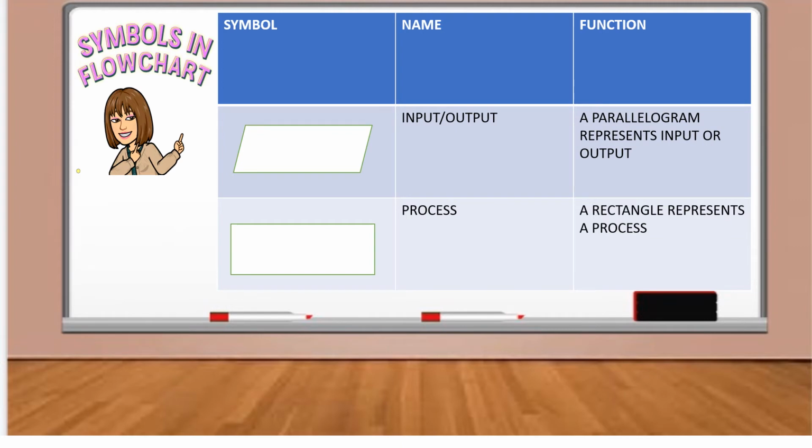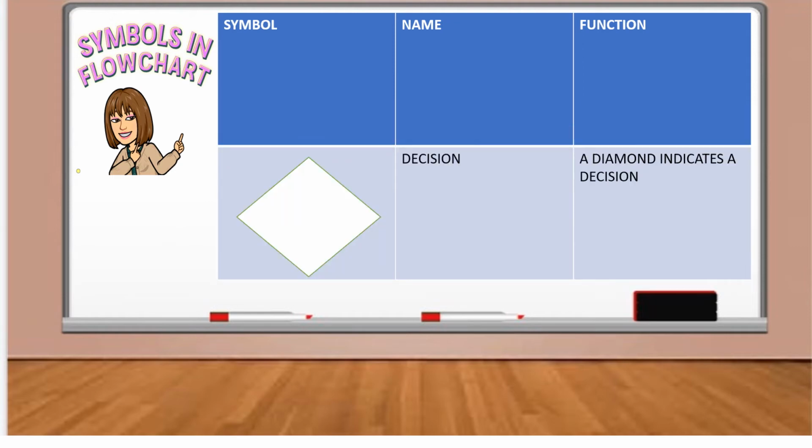Next, we have the symbol of parallelogram. The name is input or output. The function is a parallelogram represents input or output. Next, the rectangle shape. The name is a process. The function of a rectangle represents a process. Next, we have the diamond symbol. The name, it is a decision. Its function, a diamond indicates a decision.